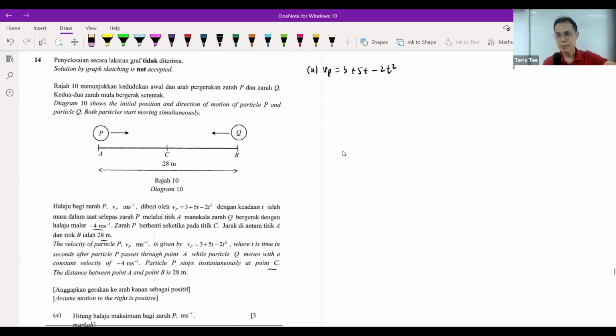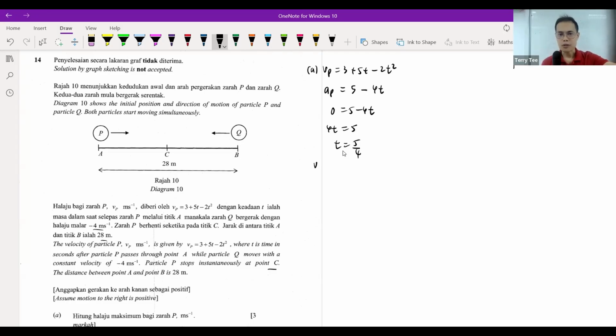Okay, P has a maximum velocity when acceleration is 0. You travel until you cannot accelerate anymore. Yep, when a is 0, then you get the maximum velocity. So we have to differentiate velocity to get acceleration. Differentiate 3, you get 0. Differentiate 5t, you get 5. Differentiate minus 2t squared, you get negative 4t. Then we let a be 0. We solve for t. 4t equals 5. t is 5 over 4.